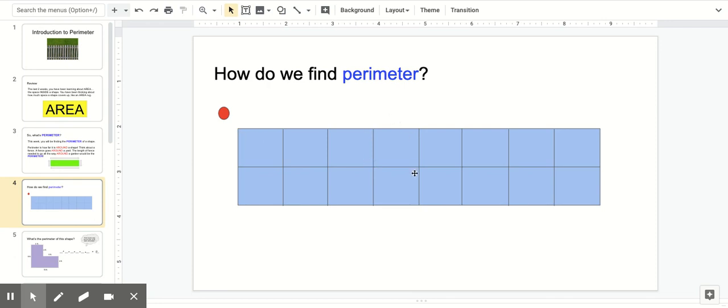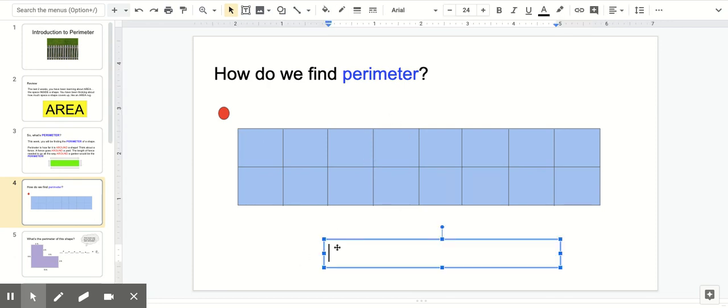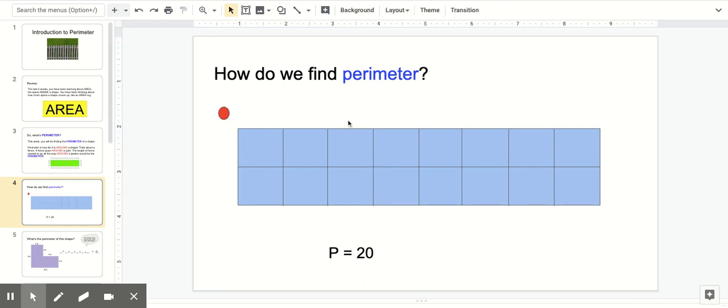So if I just used counting to find the perimeter of this shape, the perimeter, I'm going to use P for perimeter, equals 20. Now, I don't know if these are inches or feet or miles or meters. So I'm just going to say the perimeter is 20. We counted the sections all the way around.